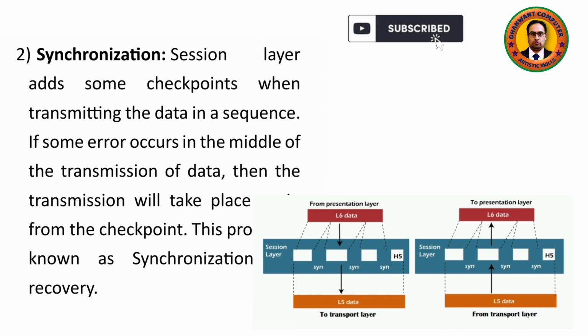2. Synchronization. Session layer adds some checkpoints when transmitting the data in a sequence. If some error occurs in the middle of the transmission of data, then the transmission will take place again from the checkpoint. This process is known as synchronization and recovery.